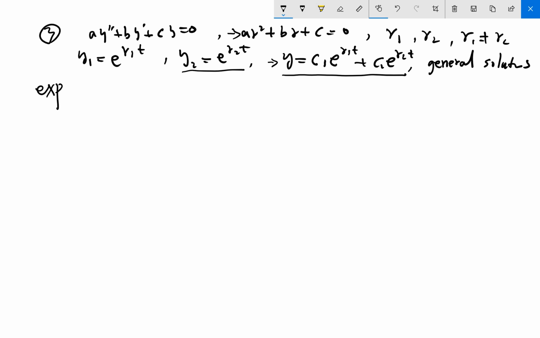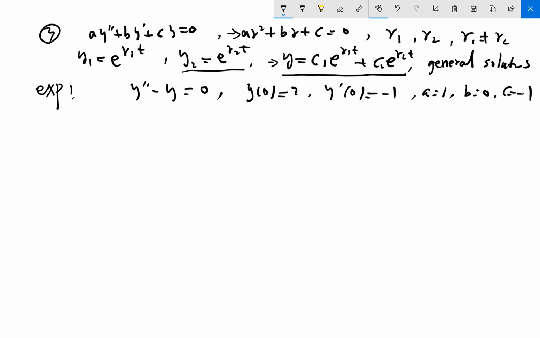Let's go back to example 1. Let's solve this one: y double prime minus y equal to 0, with y(0) equal to 2 and y prime (0) equal to negative 1. This is a second-order linear homogeneous equation with constant coefficients. As I said before, in this case A is 1, B is 0, C is negative 1. Therefore, its characteristic equation is R squared minus 1 equal to 0.